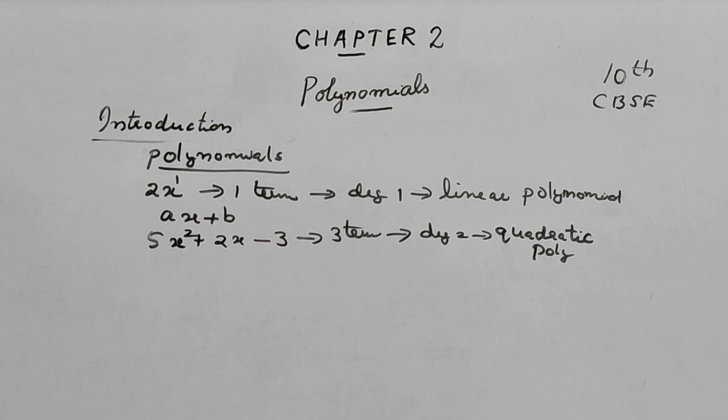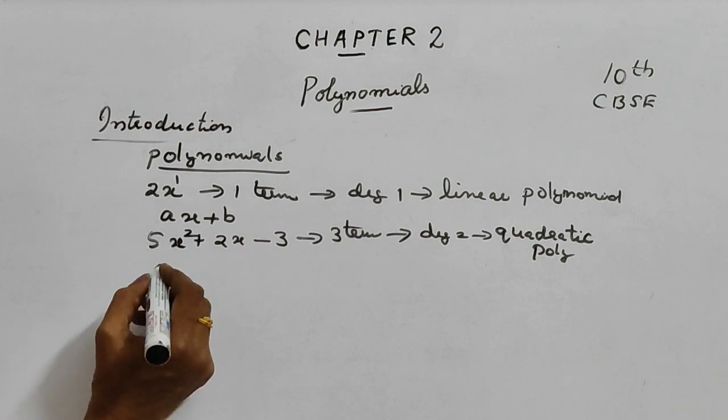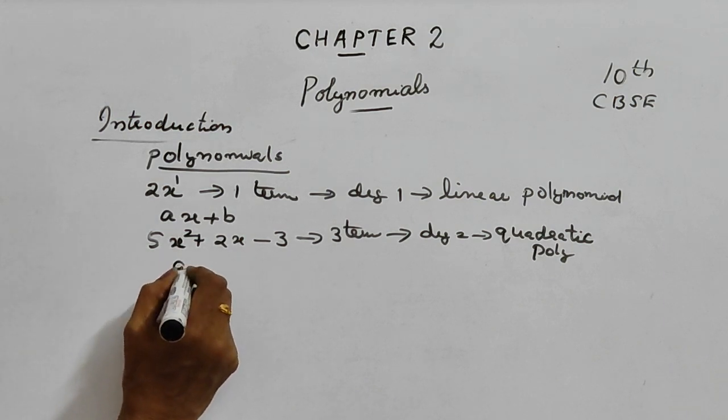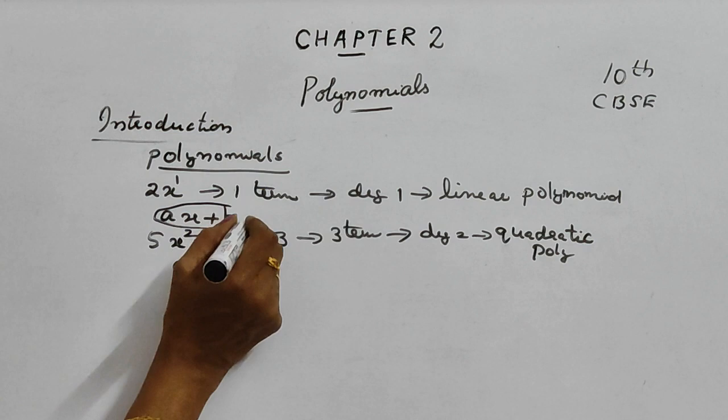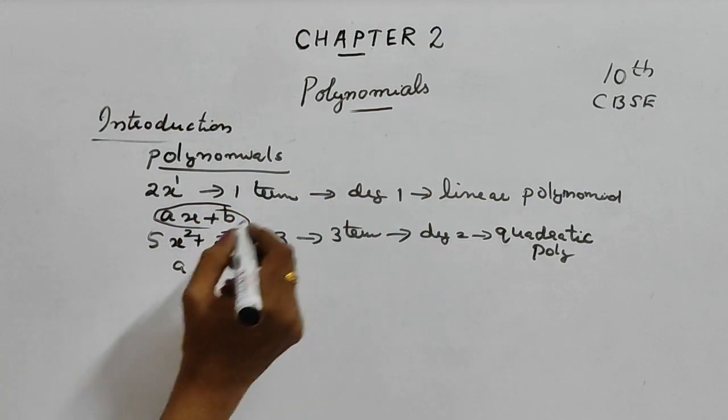See, 3 terms, degree is 2, is called by the name quadratic polynomial. Quadra means 2. Linear means 1. Degree 1. Here it has its general form. Any polynomial of this form is called a linear polynomial.